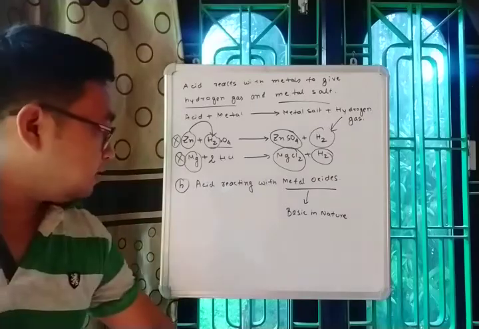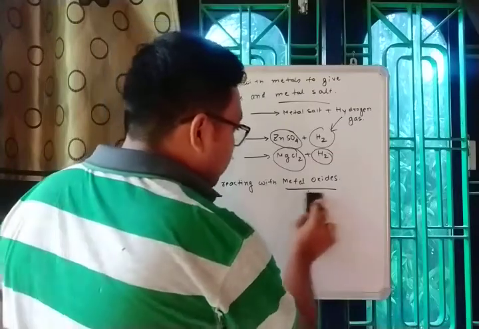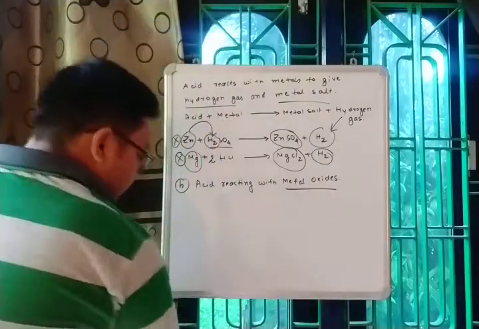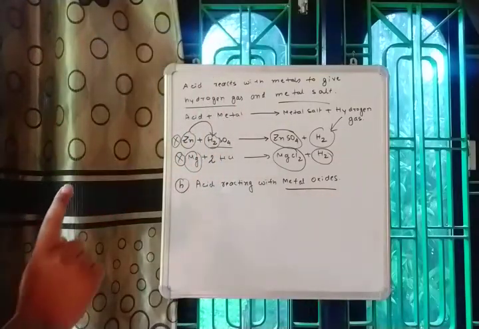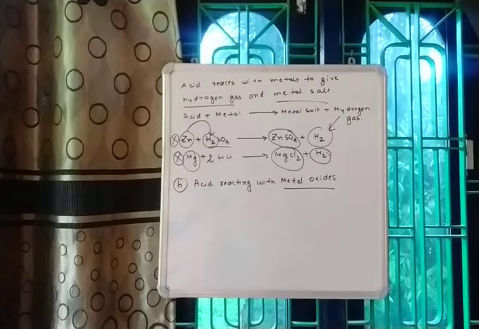Now the thing is, when acid reacts with such metal oxides which are basic in nature, they give us two products. One is salt and the next one is water. Now you write down along with me.